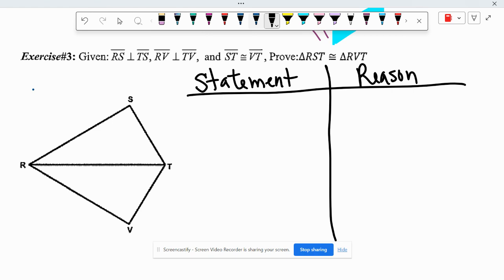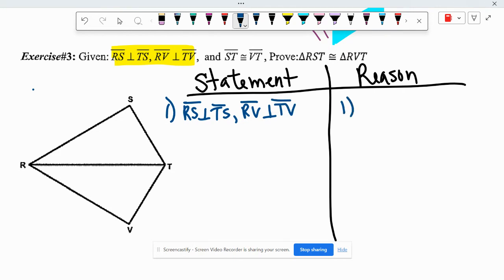The first thing I'm going to write down is this statement about perpendiculars. We number all of our statements and our reasons so that they match. Number 1: RS is perpendicular to TS, and RV is perpendicular to TV. Why can we say that? Well, because it's given. It's given to us at the beginning of the proof.